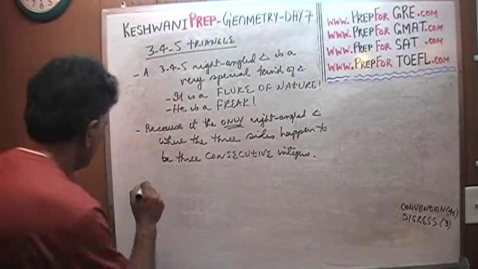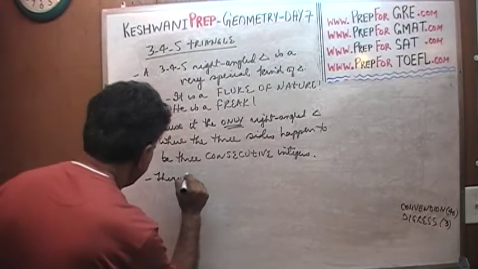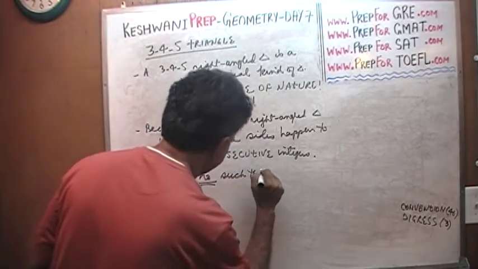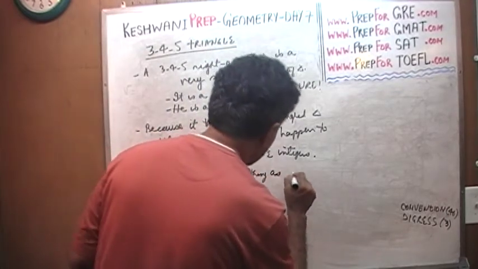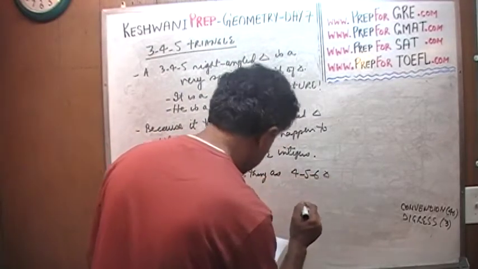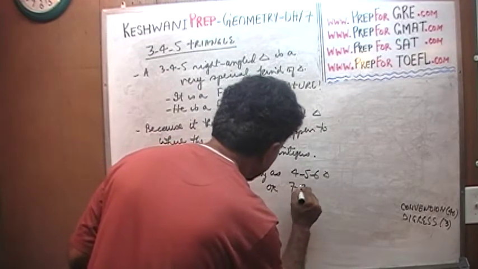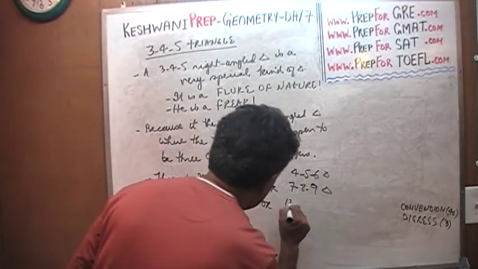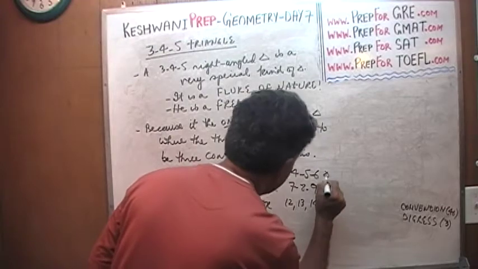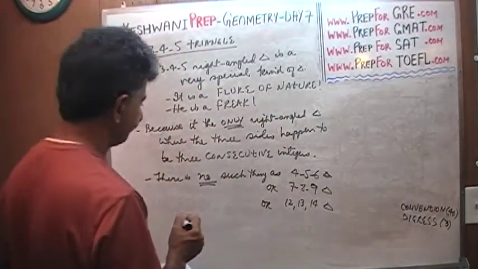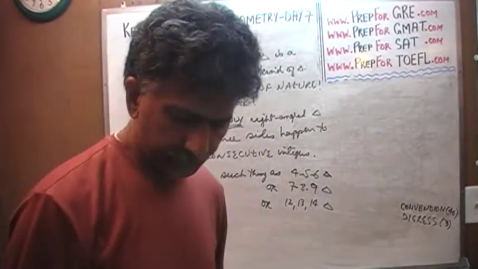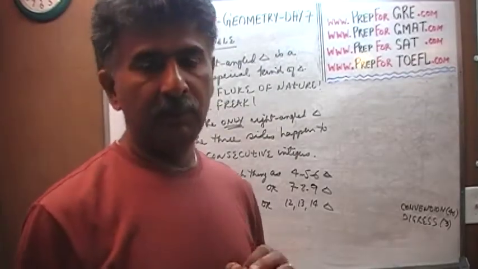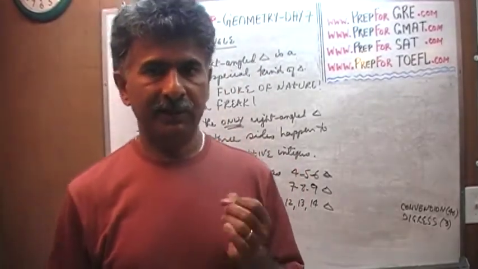In other words, there is no such thing as a 4, 5, 6 triangle, or a 7, 8, 9 triangle, or a 12, 13, 14 triangle for that matter. This is a symbol for triangle. There is only a 3, 4, 5 triangle, that's it. There is only one right angle triangle that nature created where the three sides happen to be 3 consecutive numbers.